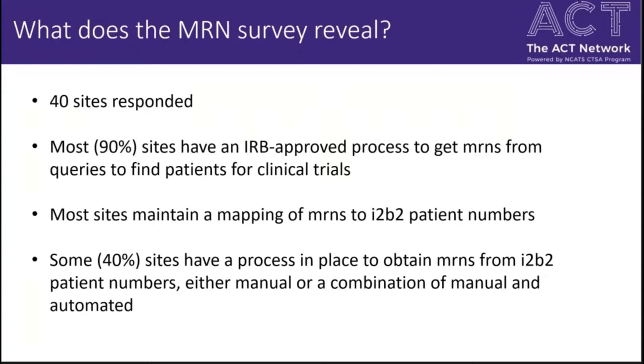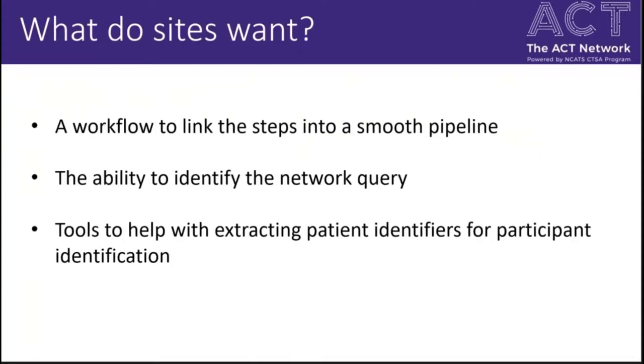And then most sites said that they have a mapping somewhere of IRB2 numbers to MRNs. It's also excellent. But only about 40% of sites said they already have a process in place. And many people said it was mostly manual. And some people said it's a combination of manual and automated. So we think that there's some work that we need to do.